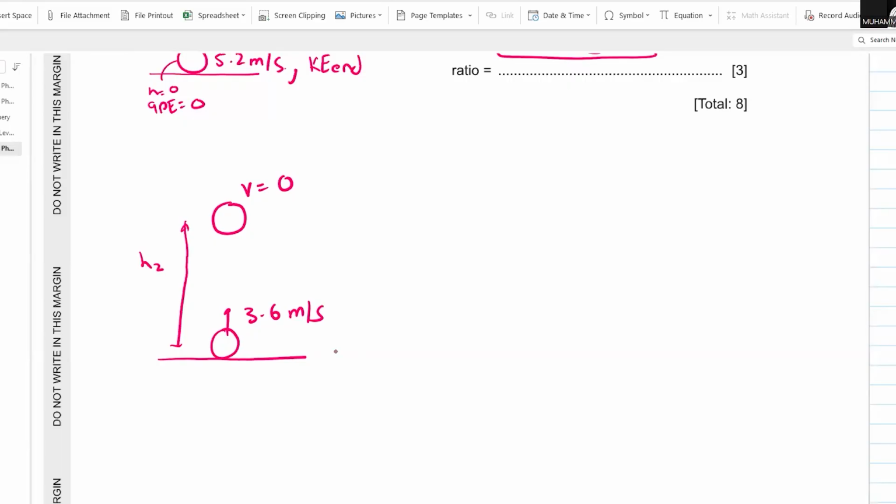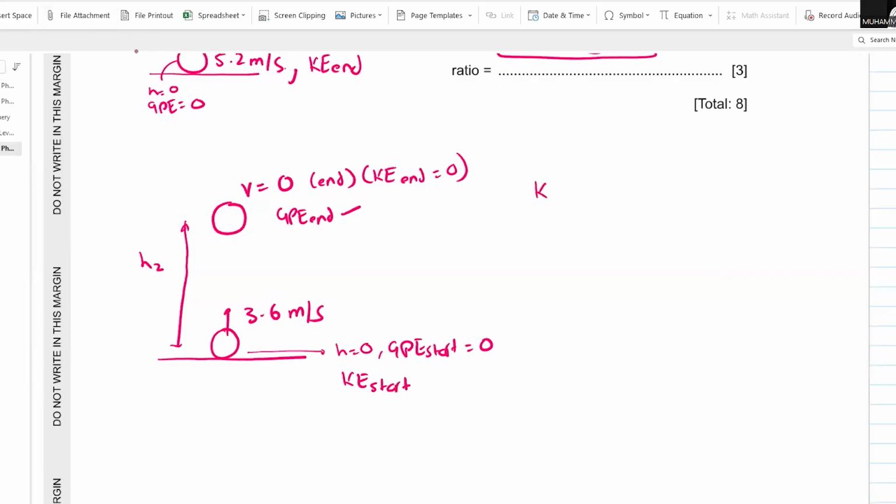Can you realize, if the velocity is zero at the ending point, then the kinetic energy at the ending point will turn out to be zero. At the end you will only have gravitational potential energy. Similarly, at the start your height is zero, so gravitational potential energy at the start will be zero. You will only have kinetic energy at the start. So can I write it like this? Can I say kinetic energy at the start is equal to gravitational potential energy at the end?